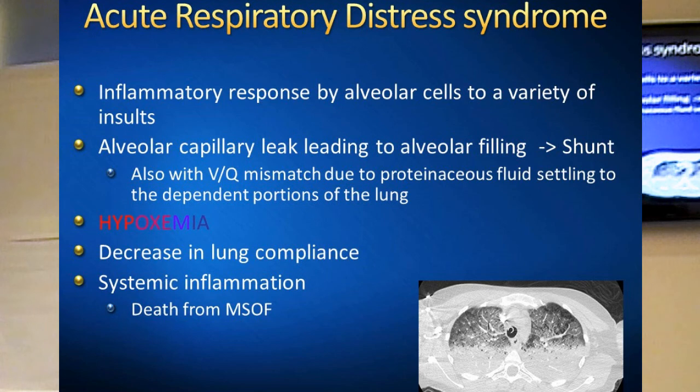Okay? And then ARDS is not just a lung problem. As we see, patients often will develop multi-system organ failure, and it's basically a systemic inflammatory response, and that's why these patients have very high mortality. Okay? Any questions about that stuff?